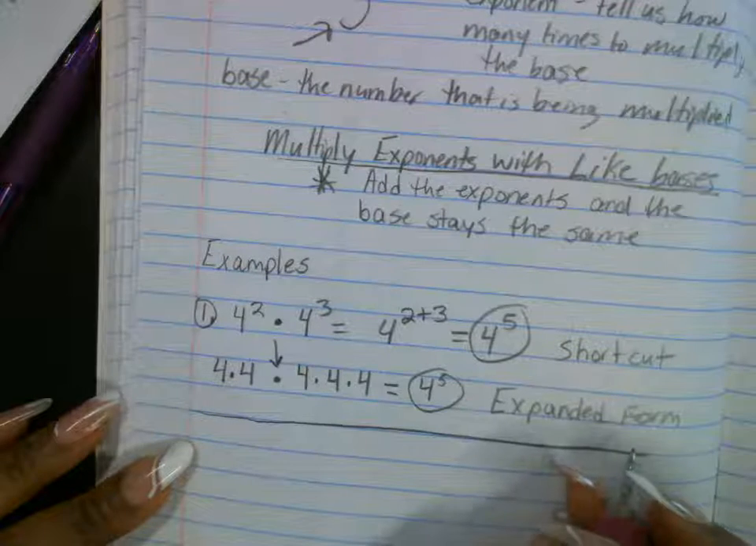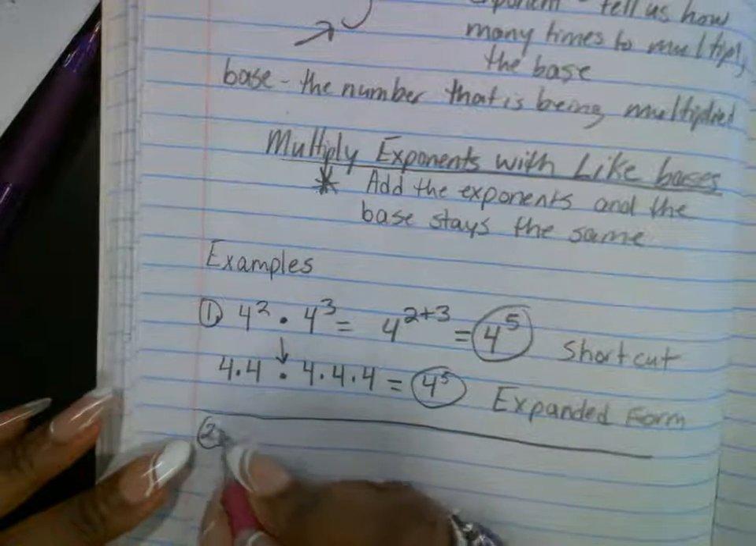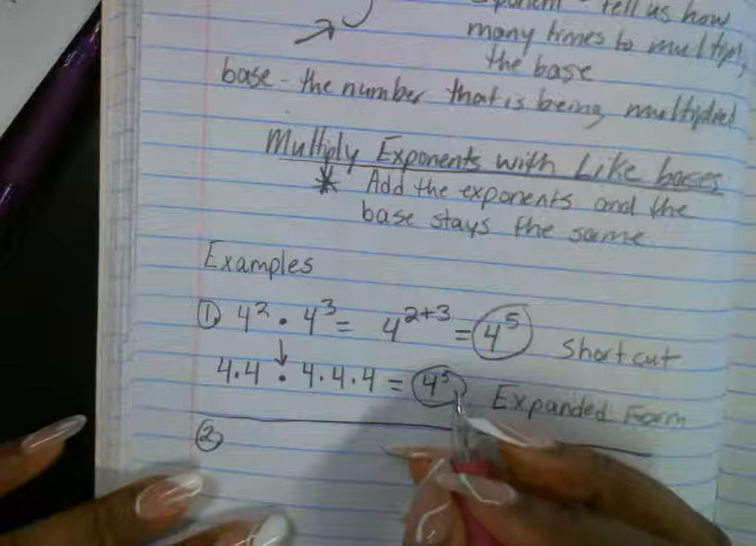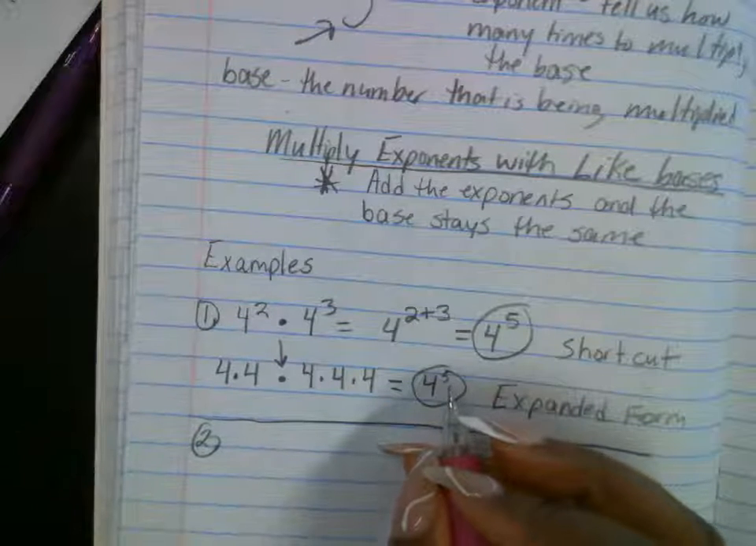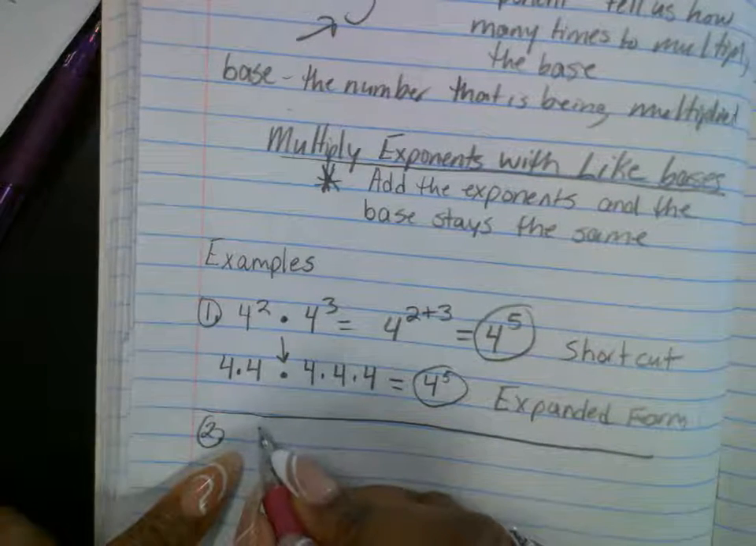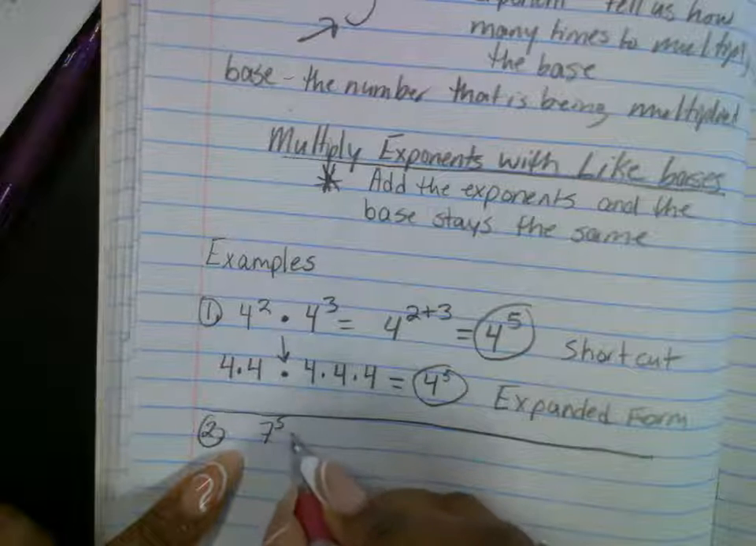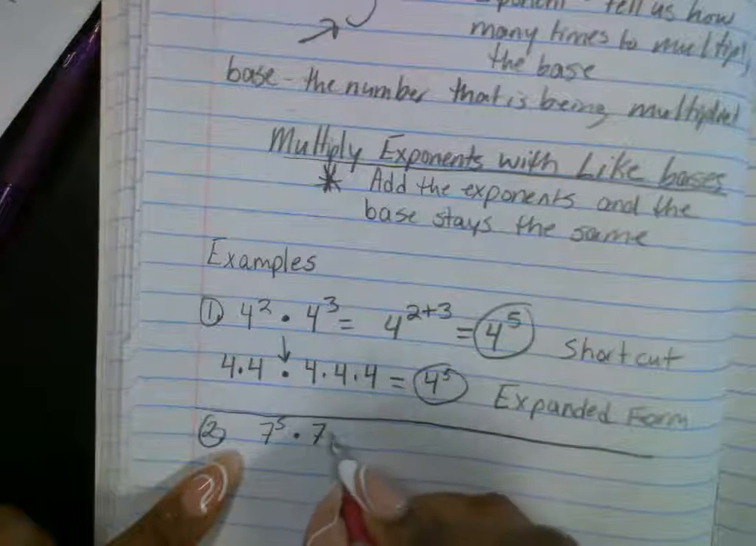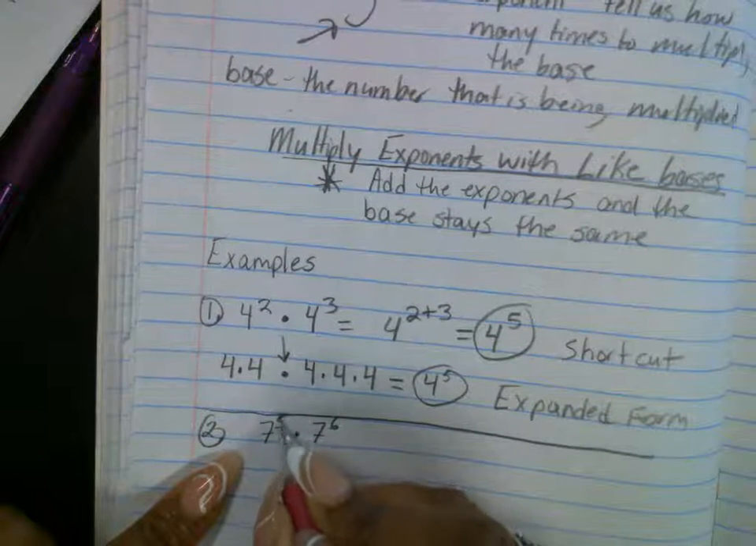Okay. Shh. Number 2. Anyone still writing? No. All right. Number 2, we have 7 to the 5th power times 7 to the 6th power.